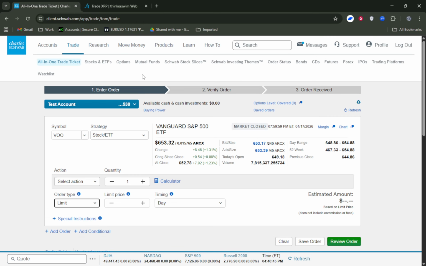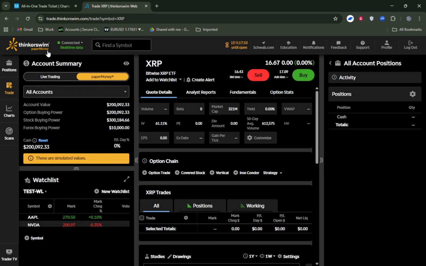From there, invest regularly. Weekly or monthly contributions help smooth out market ups and downs. Don't try to time the market. Time in the market beats timing the market.